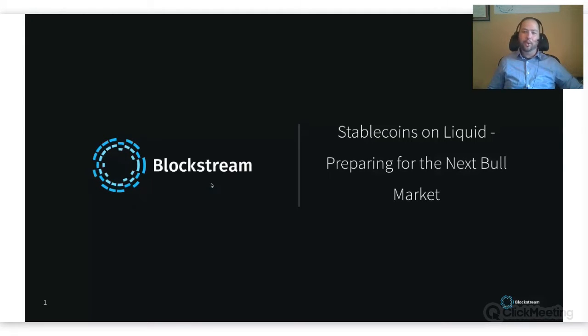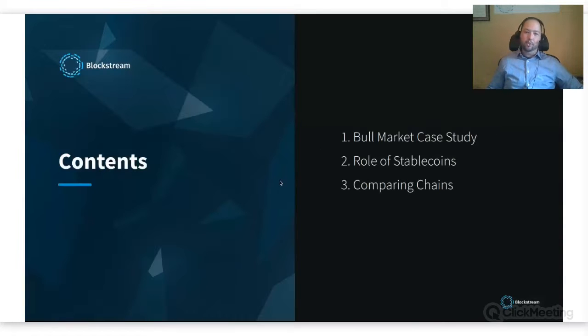Now we think Liquid and stablecoins on Liquid will be the key piece of being able to service the demand that's going to happen during those exciting times in Bitcoin, and getting ready for hopefully that starts off in 2020. So we're going to cover just a case study of what kind of things happen during a bull market and how that affects exchanges.